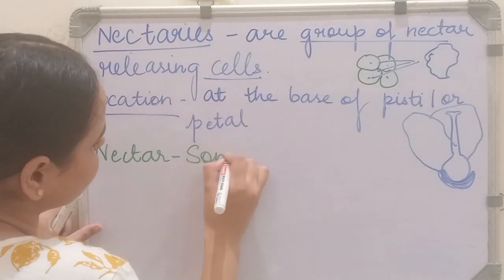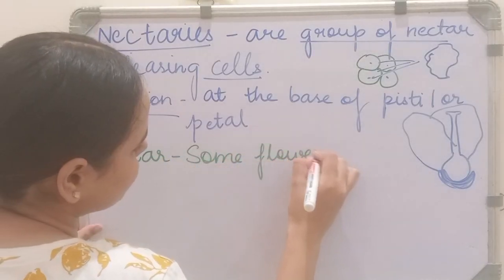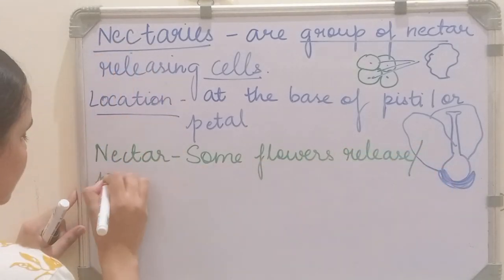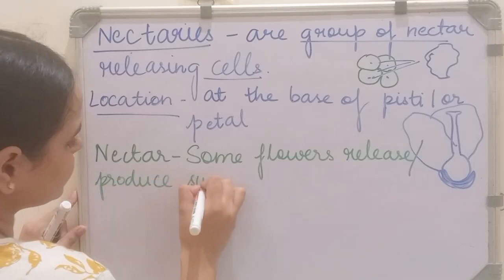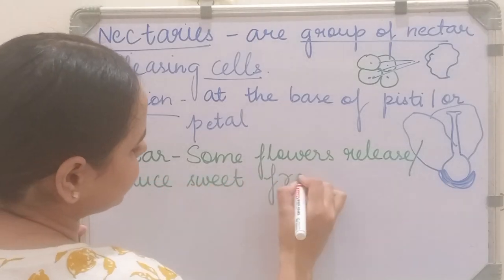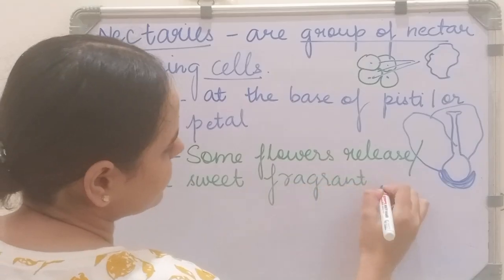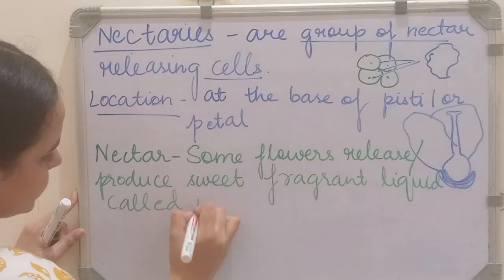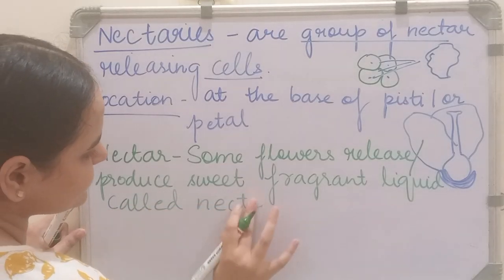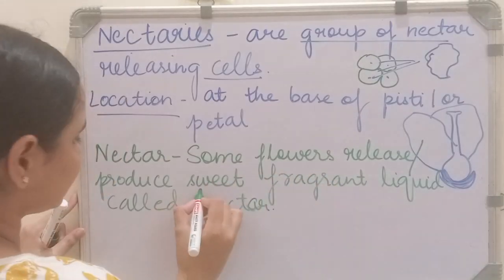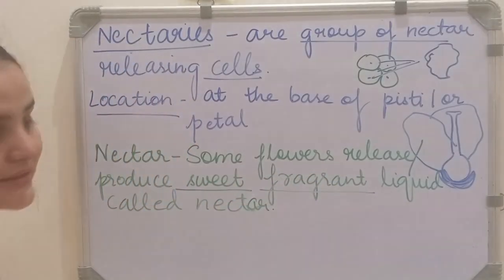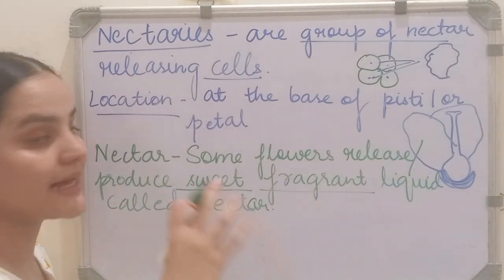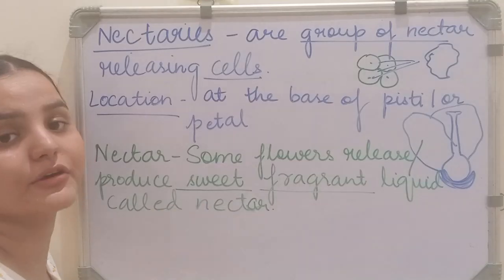So some flowers release or produce sweet fragrant liquid called nectar. So this nectar is basically a sweet fragrant liquid. Okay, it smells good to the insect. So what is the role of this nectar? This nectar helps in attracting the insects for cross pollination.